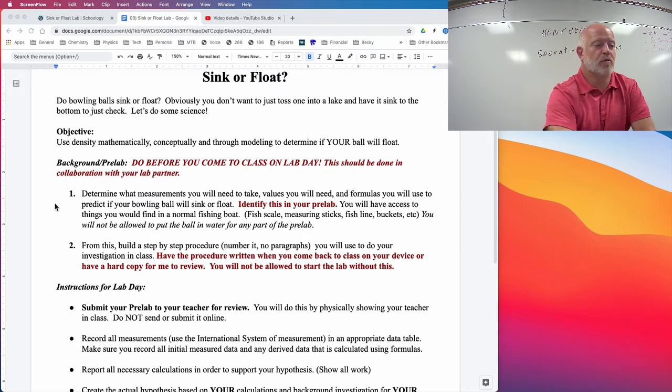So first thing, number one, you want to determine what measurements you're going to take, what values you need, and the formulas you're going to use to predict if your bowling ball will sink or float. Okay, so someplace either in Notability or on a piece of paper, start listing out: these are the measurements I want to take, this is the formula I'm going to use, these are the values I need to look up, those kinds of things. Now, you'll identify that in a pre-lab sheet. Again, it can just be on Notability or on a piece of paper. Either way works.